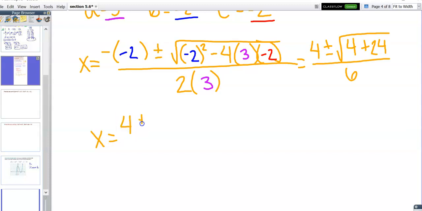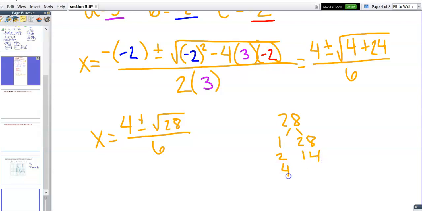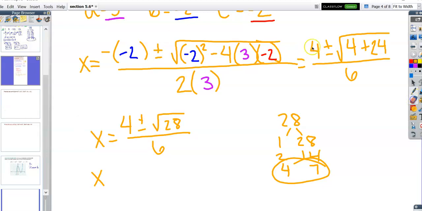And then this would become 4 plus or minus square root of 28 over 6. 28 is not a perfect square, but it does contain a perfect square factor. You can list everything out, but if you can already see or you already know ahead of time that the pair is 4 and 7, you don't need to do all of that work. And I somehow wrote 4 instead of 2. Do not do that. That should just be positive 2 because the double negatives cancel.